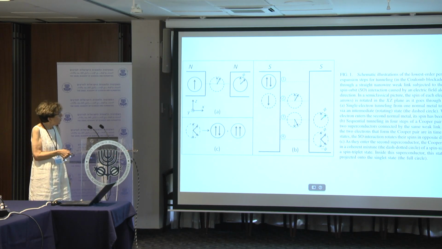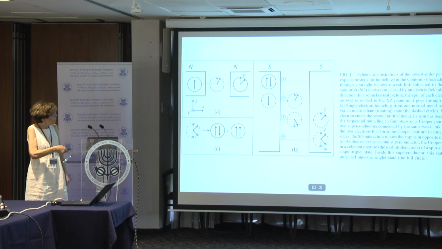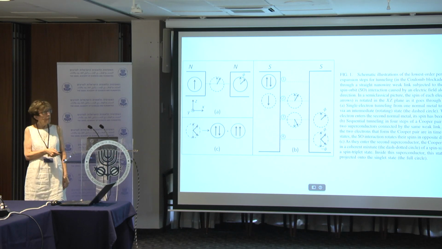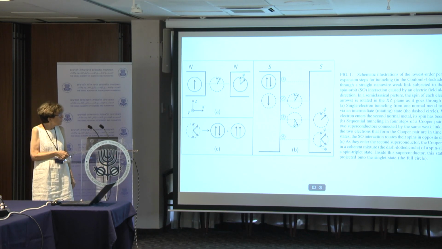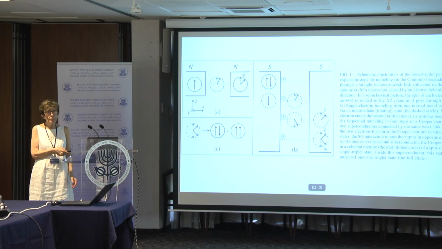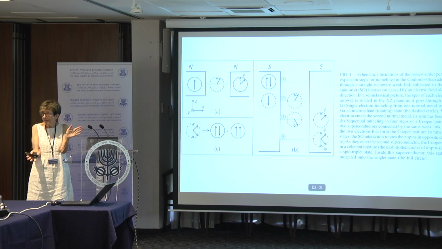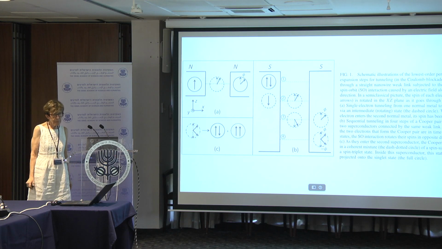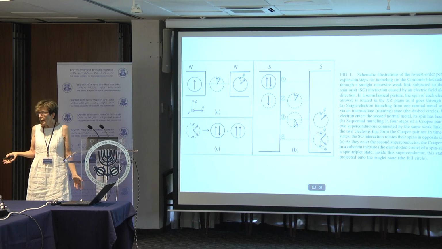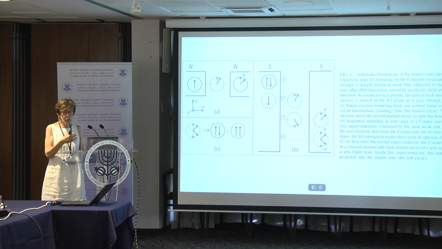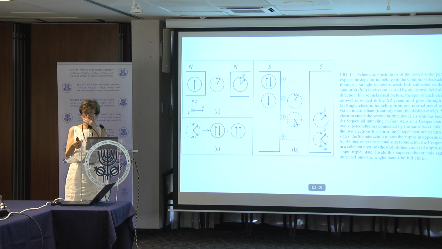So when we go into the superconductor, the drain, then it's not anymore a nice Cooper pair because you have the component of the opposite spin. And that's the reason why we diminish the Josephson current amplitude.